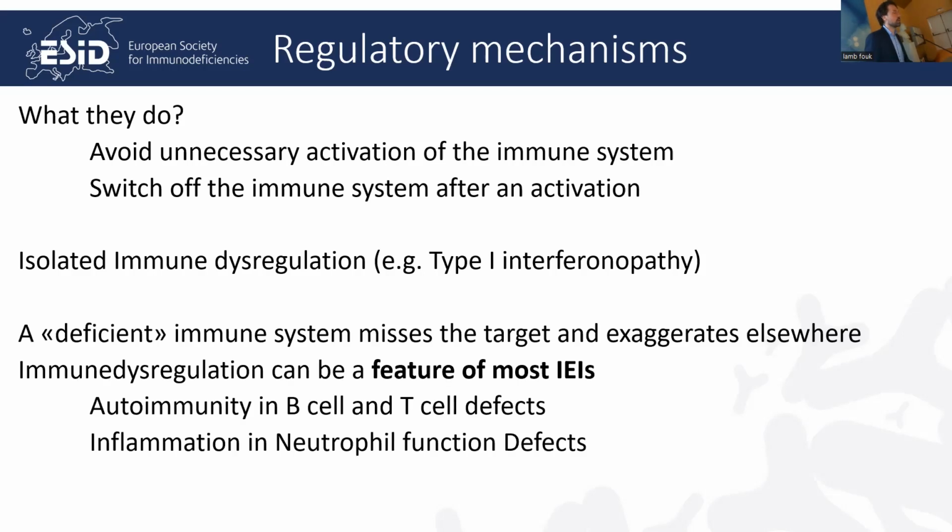But as you know, the immune system can get very frustrated if it cannot destroy a microorganism. So if it misses the target, the immune system usually exaggerates elsewhere. So immune dysregulation can be a feature of most inborn errors of immunity. So you see autoimmunity in B and T cell defects, autoinflammation in neutrophil function disease, and more and more.